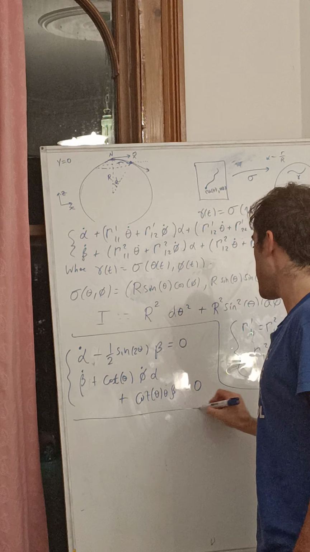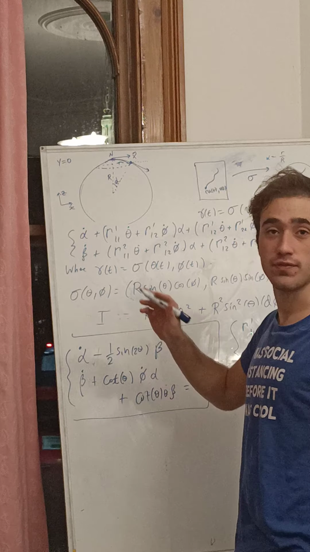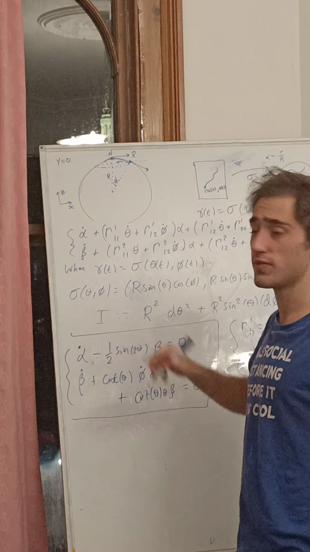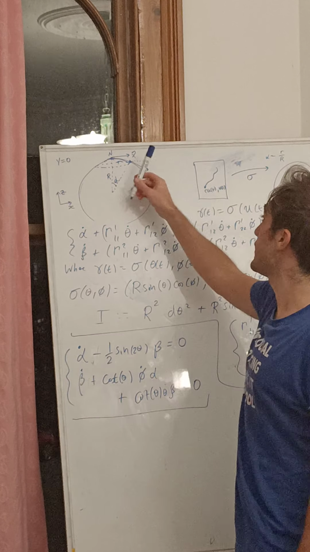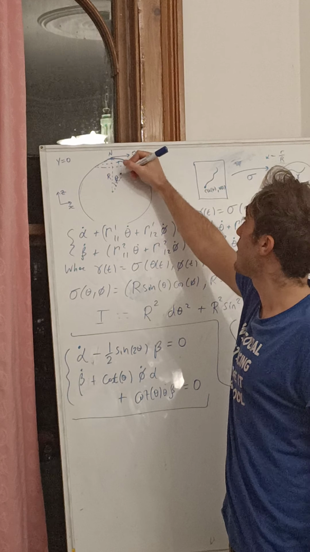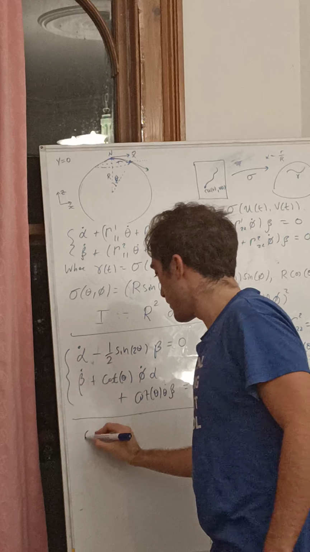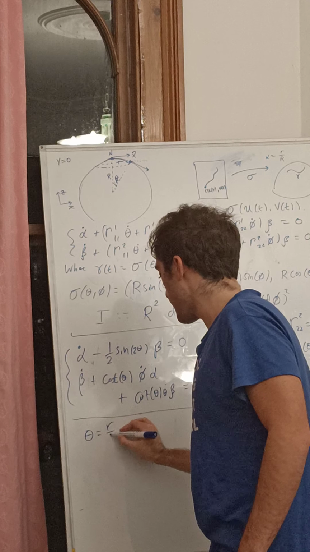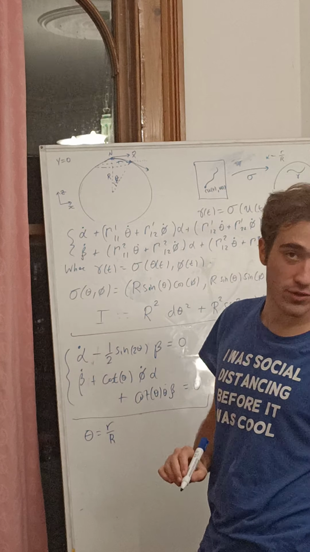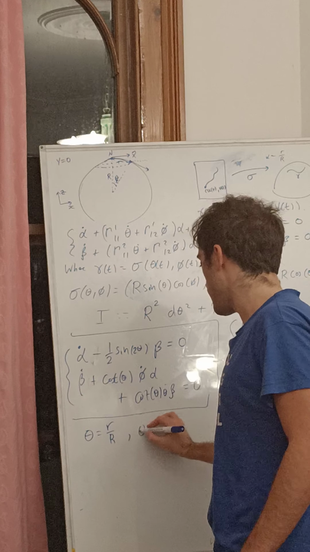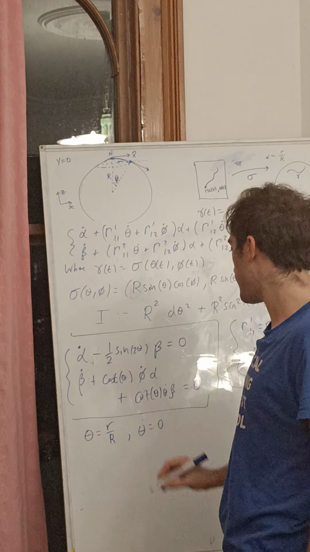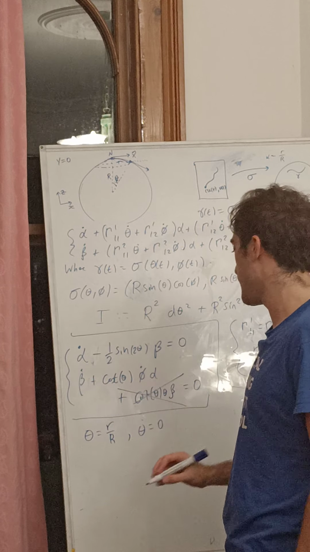Now we need to input the information of our path. So let's explicitly write out what theta of t and phi of t are. Well, theta is this coordinate right here, and it's fixed at little r divided by r. So theta is little r divided by r for all parameter values t. So theta dot is equal to 0. Okay, so that term goes away.